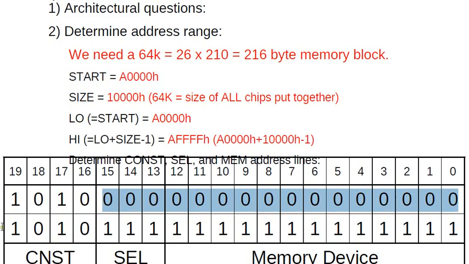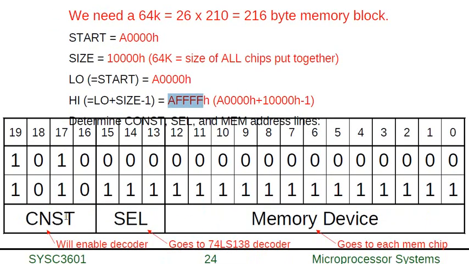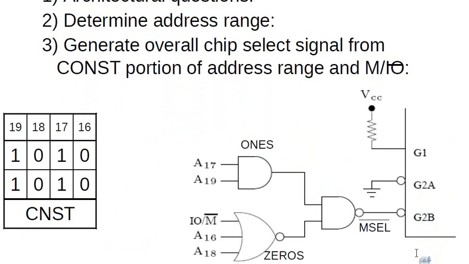Now we need to generate A for the high address, then F, F, F, and again F, which will generate AFFFF. Here we have the enable, which enables the decoder, and the select, which goes to the decoder, and the memory device select, which goes to the memory chips. Here we have a diagram.